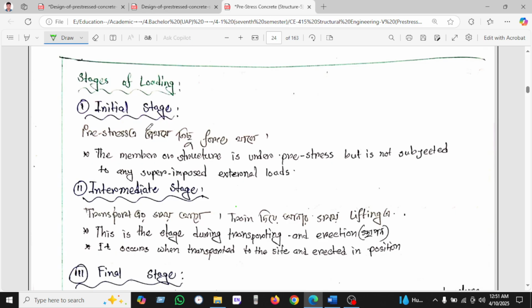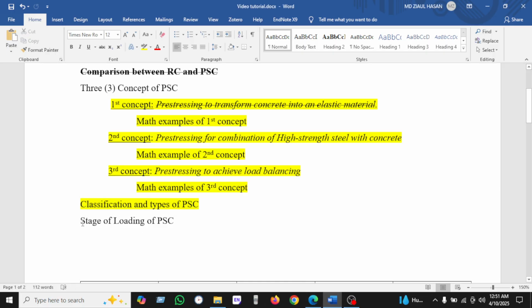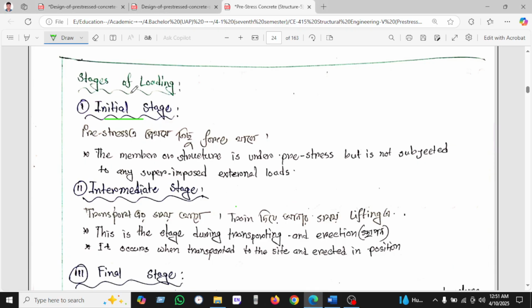Okay, so let's see what the loading stages are. Initial loading. This is the last topic of today's lecture. The initial loading, prestress. Initially, the prestress has some forces. The member or structure is under prestress but is not subjected to any superimposed or external load.